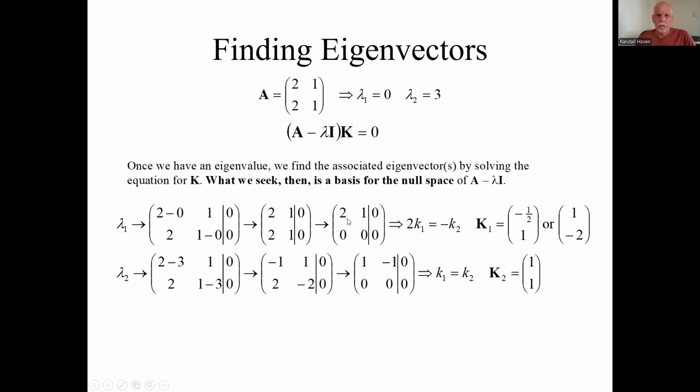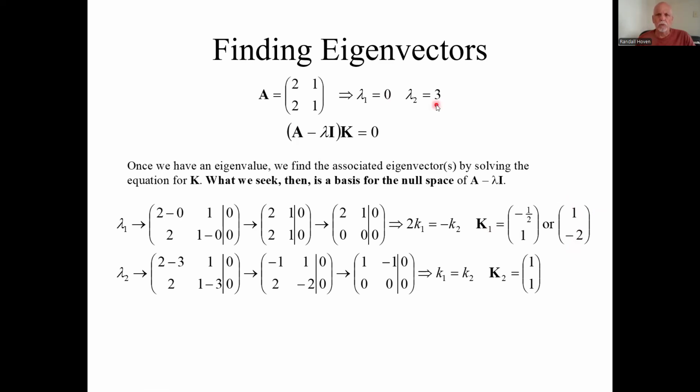And what does this tell you? That 2k1 plus k2 equals 0, or 2k1 equals k2. Well, this first column corresponds to the pivot variable. That means k2 is the free variable. So we can set it to whatever we want, say 1, and then k1 equals minus a half. You can multiply it by any scalar to get nice whole numbers, which we usually try to do. So here's a nice eigenvector corresponding to lambda 1, which was 0.